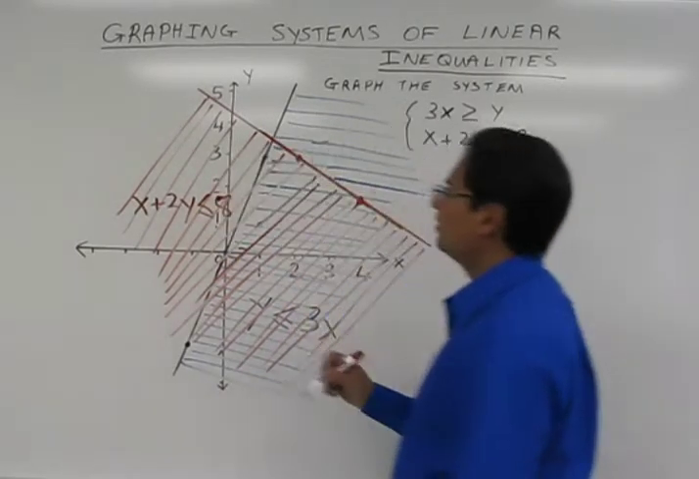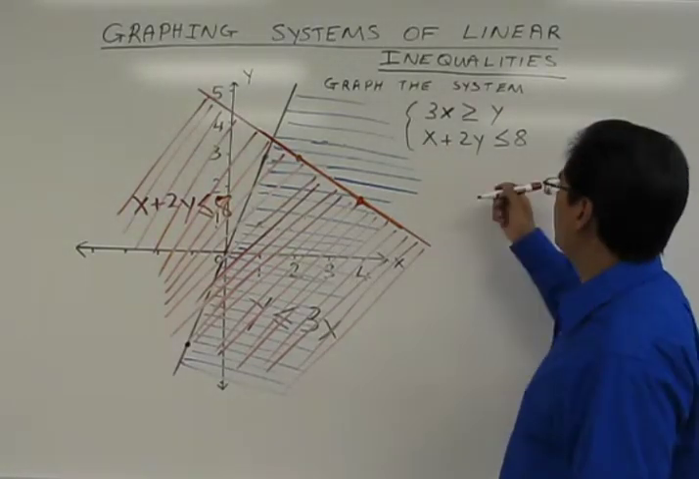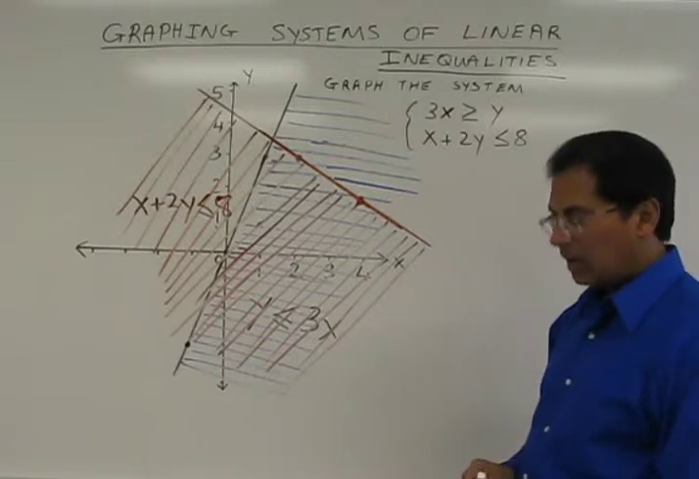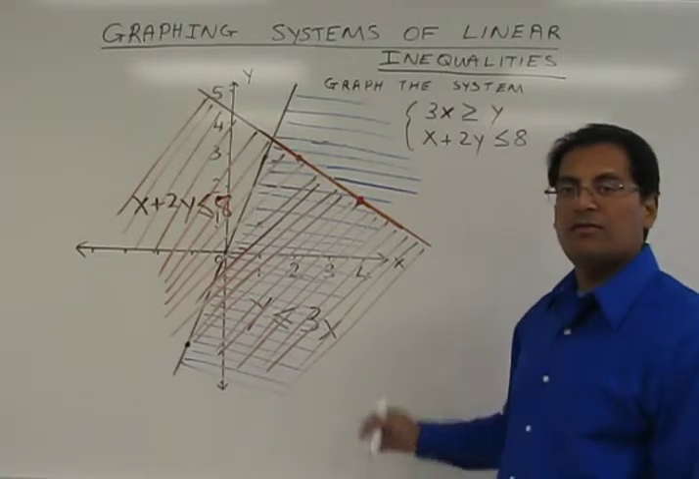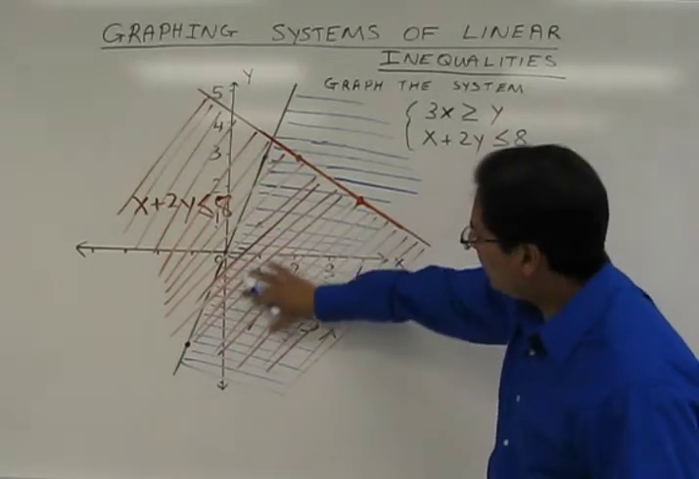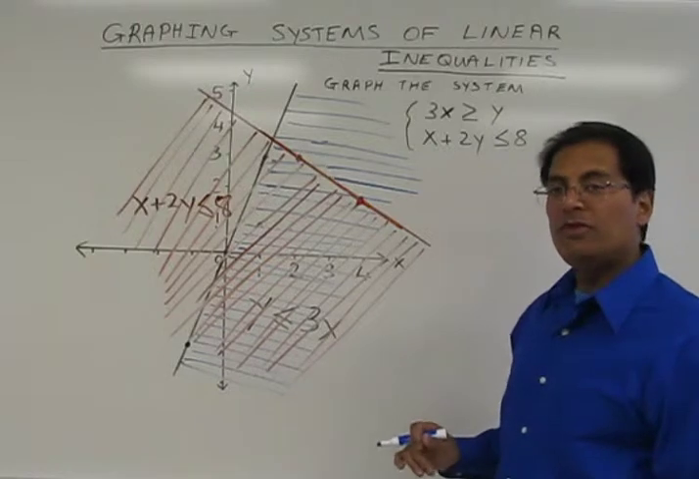So look, it gets a bit messy here. We have all this shading. But now we have to look at what is the actual solution to our system of inequalities. And the solution is the intersection of the two areas. The shaded area down here, where you see both blue and brown, is my solution area.